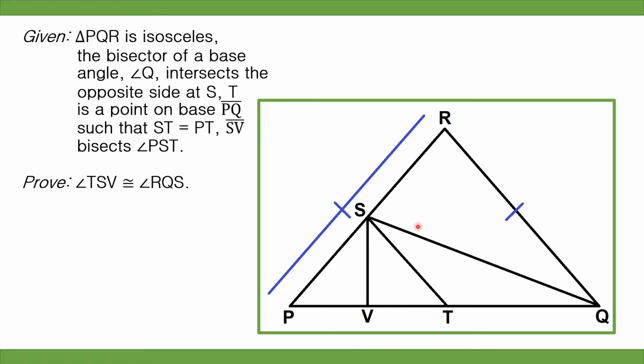Okay, let's do it one at a time. Triangle PQR is isosceles. Then it must tell us that line segment PR is congruent to line segment RQ.